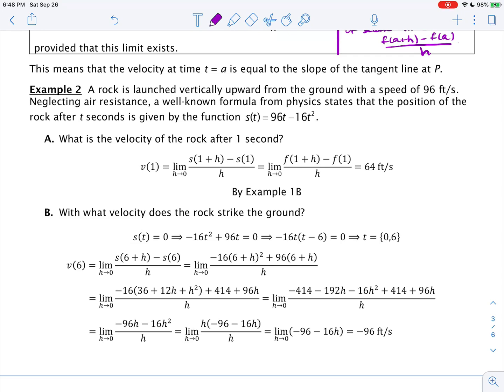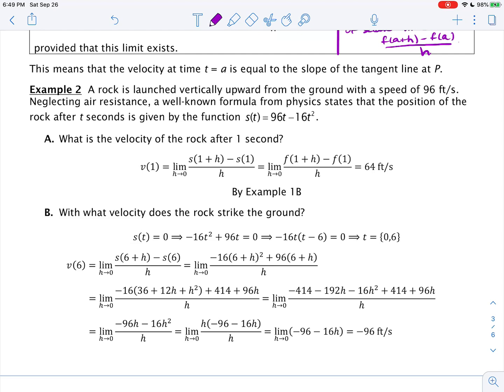So again, remember we are using the same function expression, 96t minus 16t squared, that we used from above. A rock is launched vertically upward from the ground with a speed of 96 feet per second. Neglecting air resistance, a well-known formula from physics states that the position of the rock after t seconds is given by the function s of t equals 96t minus 16t squared. Later on in Chapter 3, when we deal with applications of the derivative, we'll return to some motion problems, and you will see even more so in Chapter 4 how we come up with these standard falling body problems.